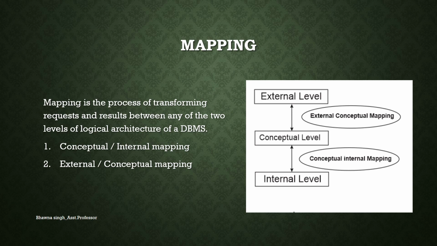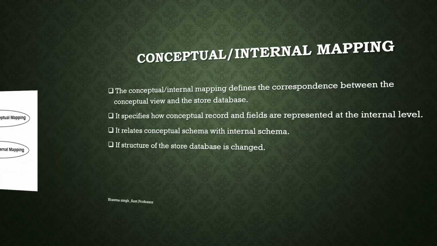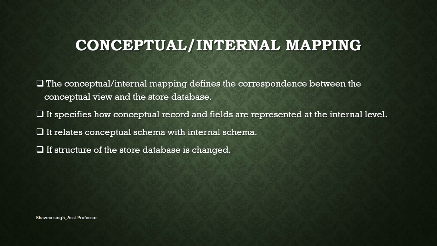Now we have two types of mapping: external conceptual mapping, and the second one is conceptual and internal mapping. The description of this mapping is also stored inside the data dictionary in the same file of the data. So now let us discuss both of them one by one. The first one is conceptual and internal mapping. The conceptual and internal mapping defines the correspondence between the conceptual view and the stored database.